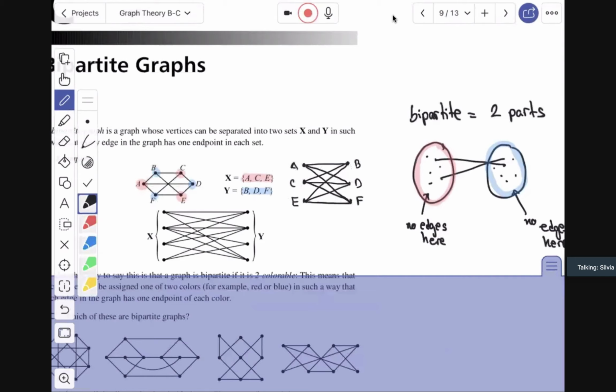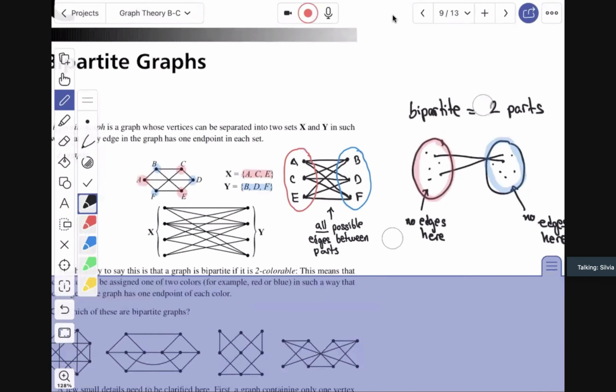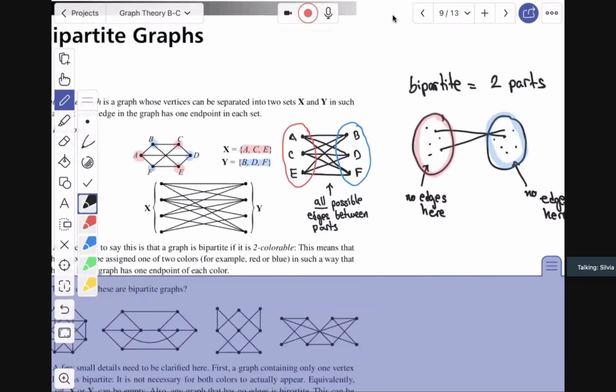And this one has all possible edges that cross over from the red set to the blue set. So I have all possible edges between the two parts. So this is called a complete bipartite graph. Complete because I have them all. Bipartite because it's two parts. So all the edges between two parts.